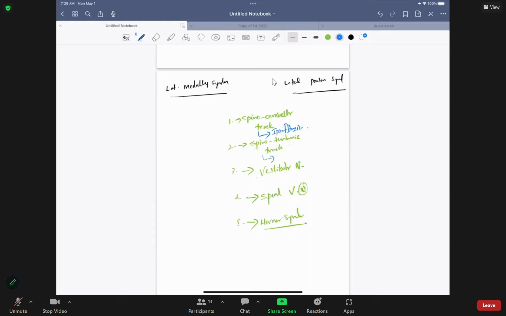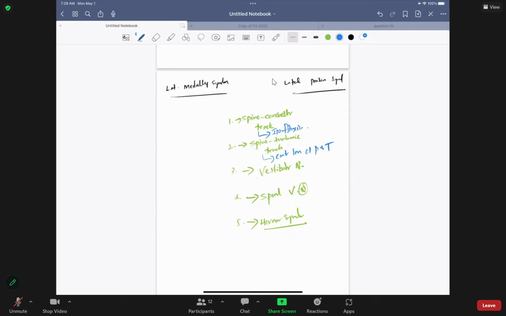What about spinothalamic? Pain and temperature lost below the neck. Is that clear, folks? Contralateral. Remember, below the neck, everything is opposite side. Contralateral loss of pain and temperature.